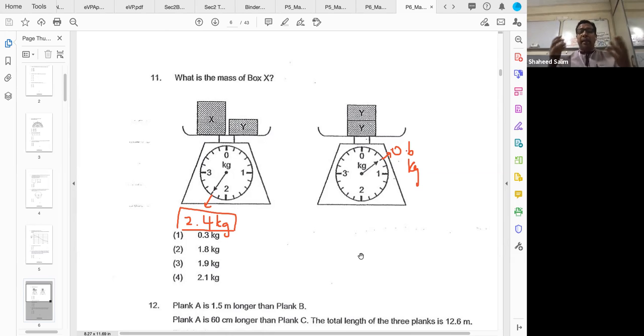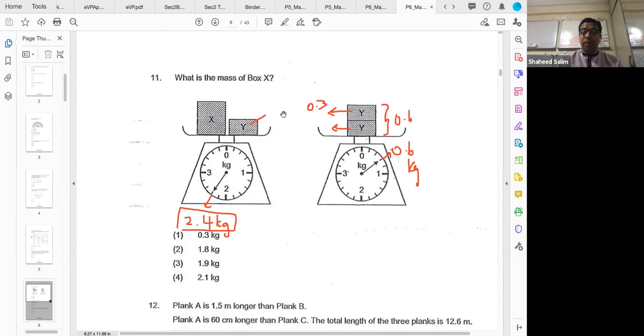So now you got to think. What is the weight of X? Let us see who can do this. You already know Y is how much? Is this 0.6 on here? No, you must divide by 2. This 2 is 0.6. 1 is how much? You just divide by 2, you get the answer. So 0.3.